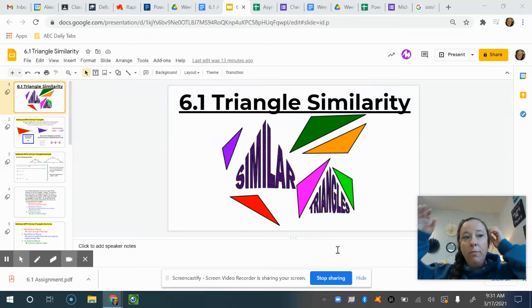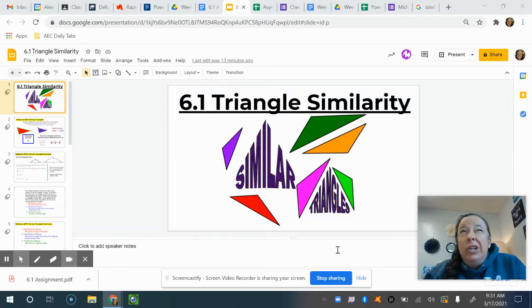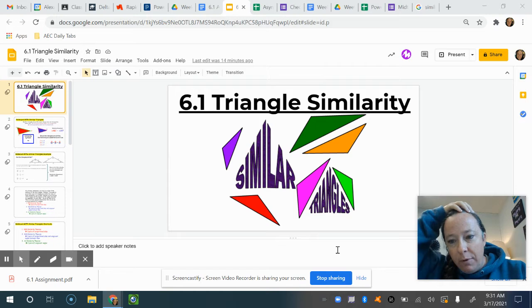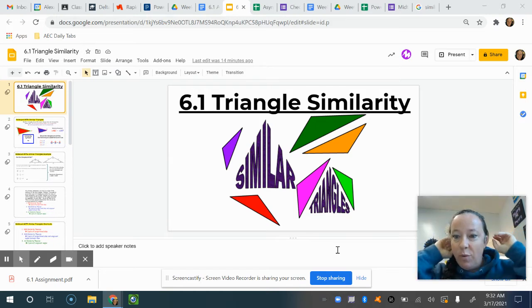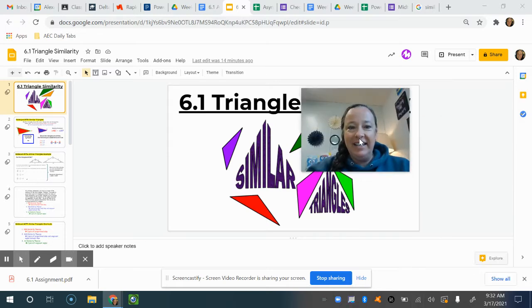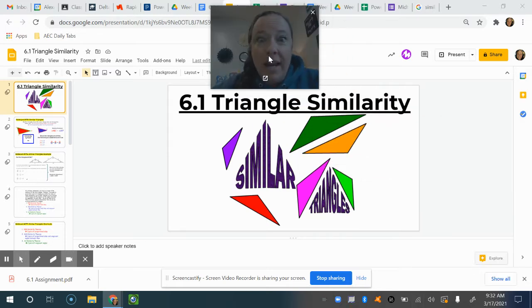Hey there, we are moving on to Unit 6, which really could have been combined with Unit 5, but we were on up into Section 5.7, so I wanted to cut that off and move on to Unit 6. And we're going to be talking about triangle similarity.